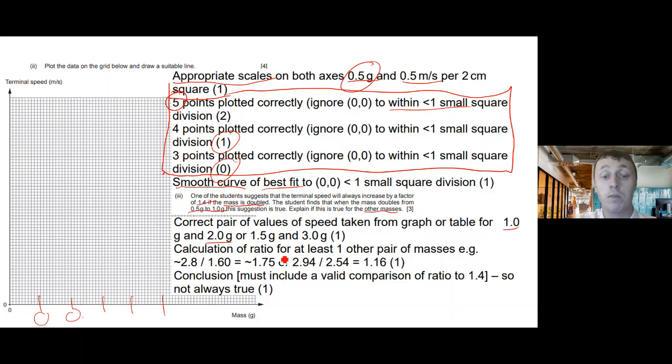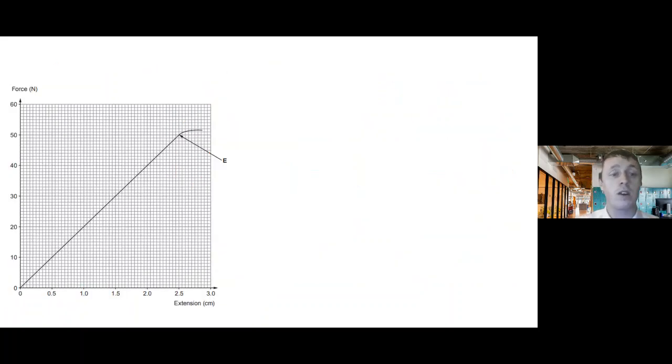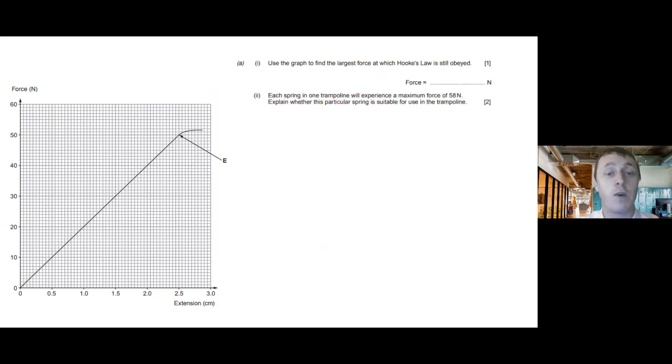Does it increase by 1.4? And in this case it didn't, so you would have said the student was incorrect. All of this is graph skills that doesn't necessarily need that physics to help you for it. You're just using everything you can take from the graph. But obviously you'll put all your best efforts into physics because physics is fun. And what we can see here is a fun question now about springs.